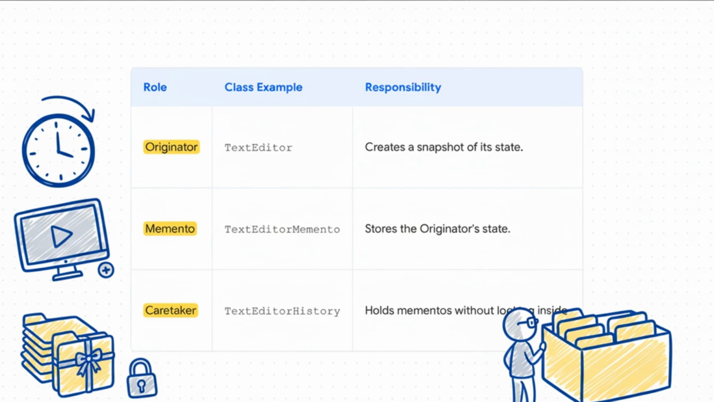First, you've got the originator. In our case, that's the text editor. It's the object whose state we want to save. It knows how to create this special package called a memento. The text editor memento is that package. It's just a simple, boring object that holds the state. And finally, there's the caretaker, which is our text editor history. The caretaker's job is to just hold on to these memento packages. But, and this is the most important part, the caretaker never, ever, ever looks inside the package. It just stores them and gives them back when asked.